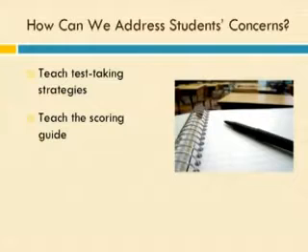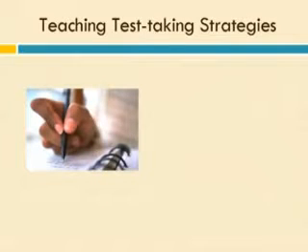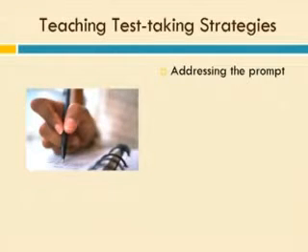We need to teach them the scoring guide, how the essay is scored, why some things are more important than others, and also teach them to have a holistic approach to the essay, not focus on details so much. Teaching test-taking strategies is important if they're anxious about running out of time or if they have trouble getting started. One thing we need to do is make sure they know how to address the prompt and to make sure they're reading the prompt carefully.